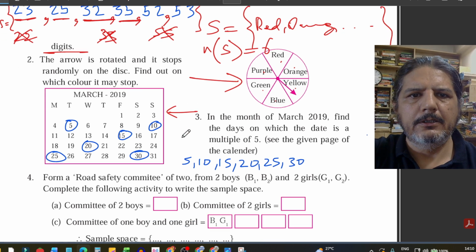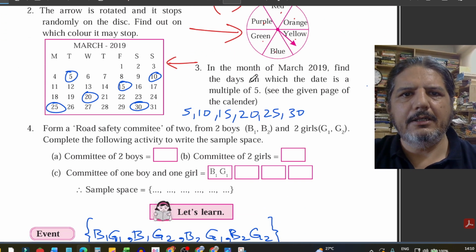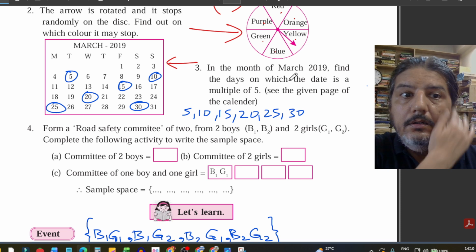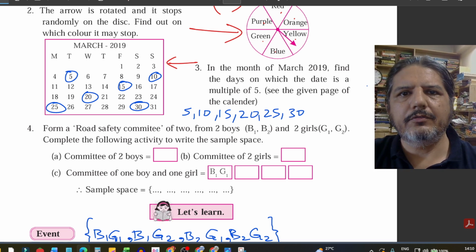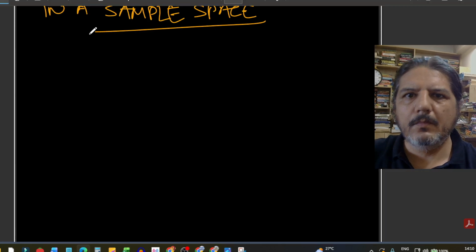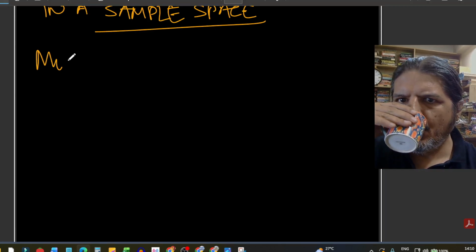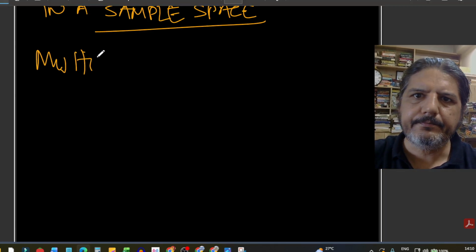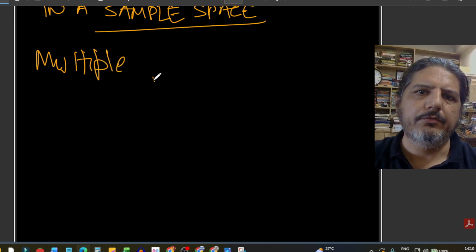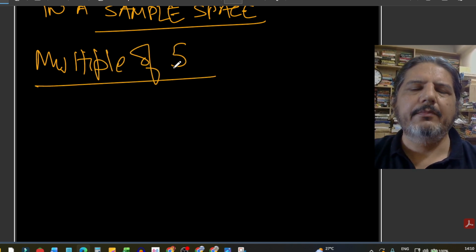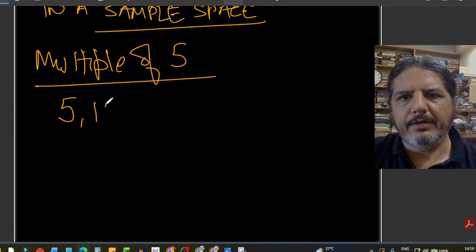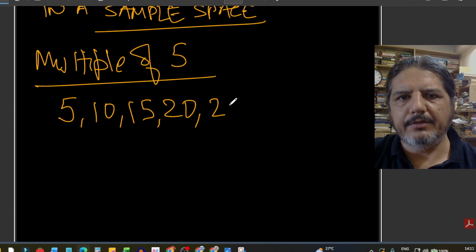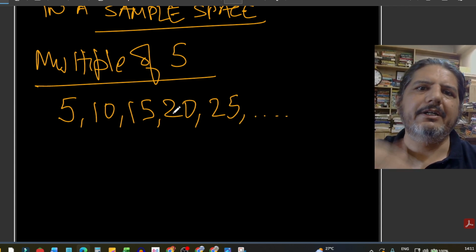Question number 3. In the month of March 19, find the days on which the date is a multiple of 5. So multiple of 5 means basically the table of 5. So 5 ones are 5, 5 twos are 10, 5 threes are 15, 5 fours are 20, 5 fives are 25. So these are basically the multiples of 5.